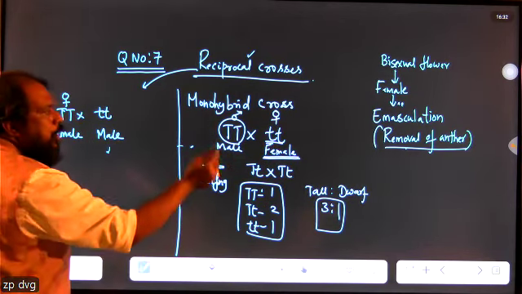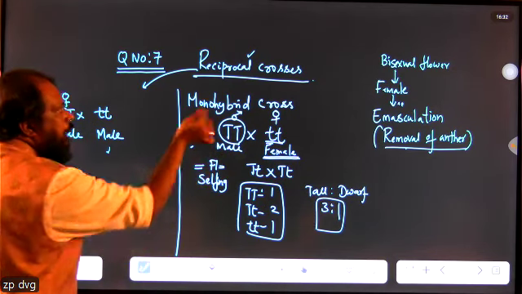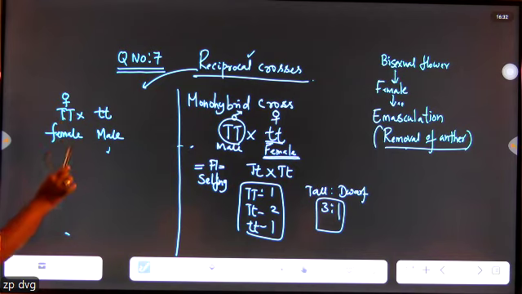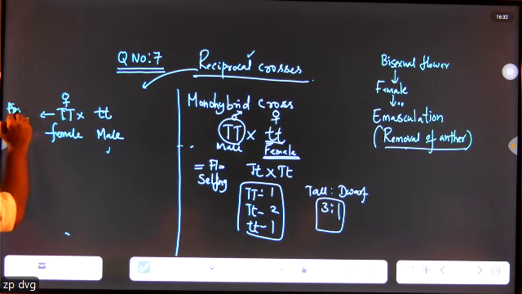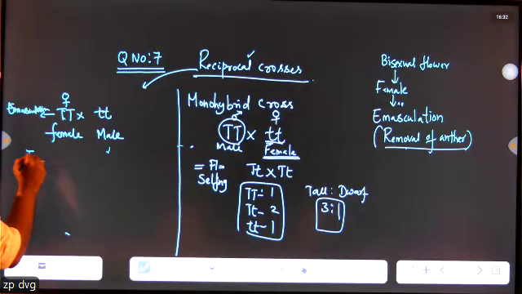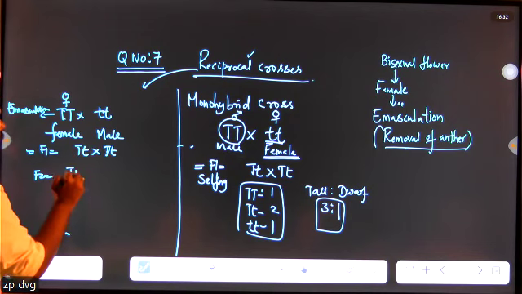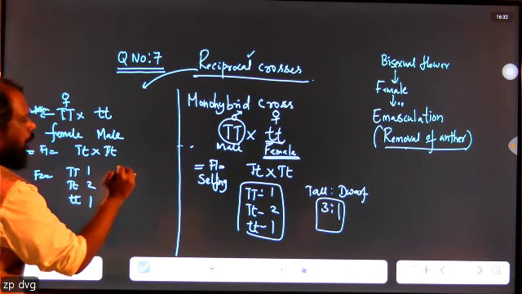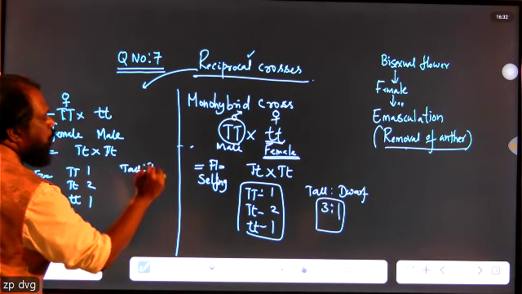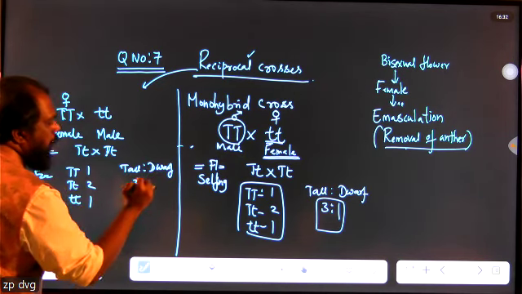In the first cross, capital T was male. In the reciprocal cross, capital T should be considered female. That means in this plant, we will be doing emasculation, not in this. So if the sex is changed, what will happen? In F1, you will get capital T small t. In F2, when you cross, you will get capital T capital T, capital T small t, small t small t in the ratio of 1 to 2 to 1. And tall to dwarf, you will get 3 is to 1.